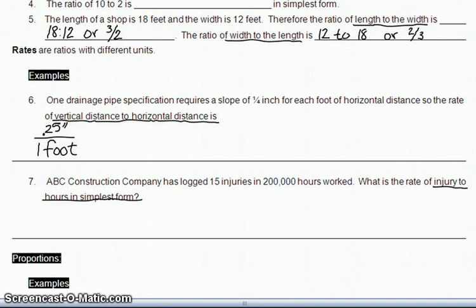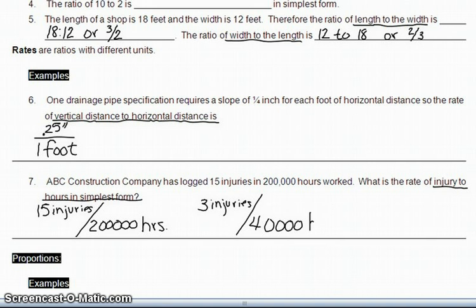So I have injuries, so I've got 15 injuries to 200,000 hours. Seems like they're being pretty safe to me. When we simplify that, 5 is a common factor, so we will have 3 injuries per 40,000 hours. So 3 to 40,000 is what you should have.